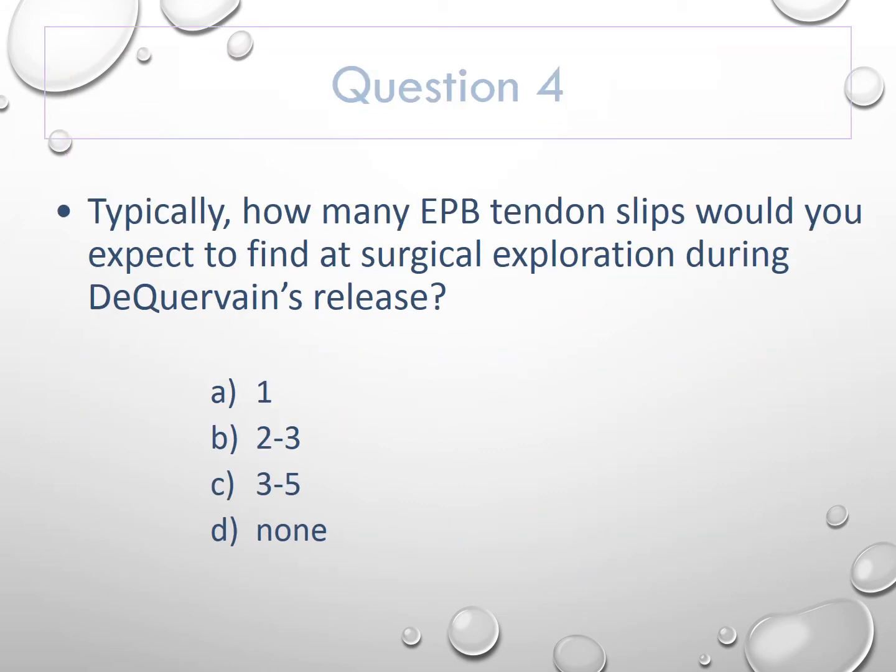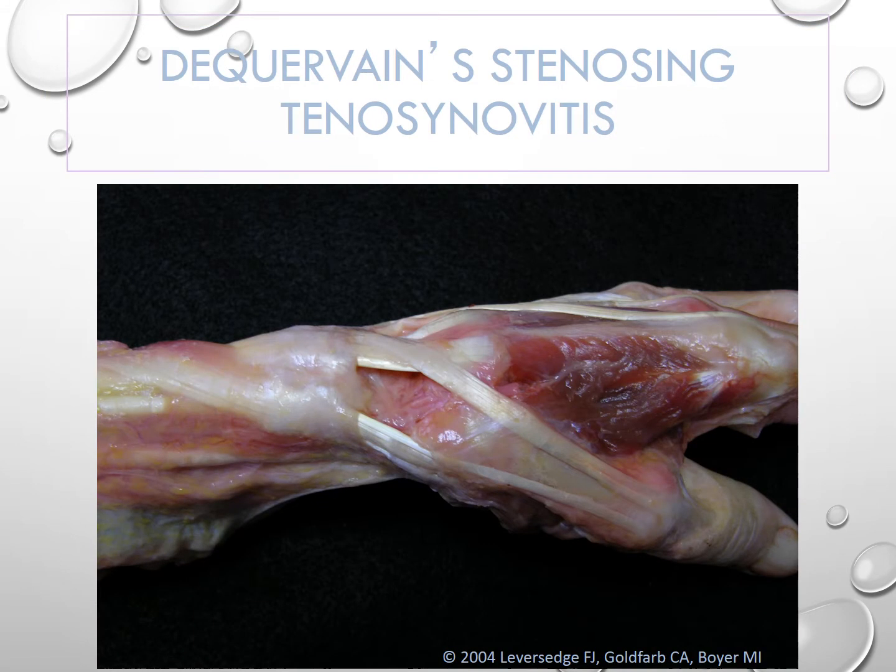Typically, how many EPB tendon slips would you expect to find at surgical exploration during de Quervain's release? One. If you guessed 2 or 3, you're thinking of the APL, and it's very important to make sure you're reading specifically which tendon. Here we can see a nice anatomic dissection of the wrist, and we can see the first dorsal extensor compartment.